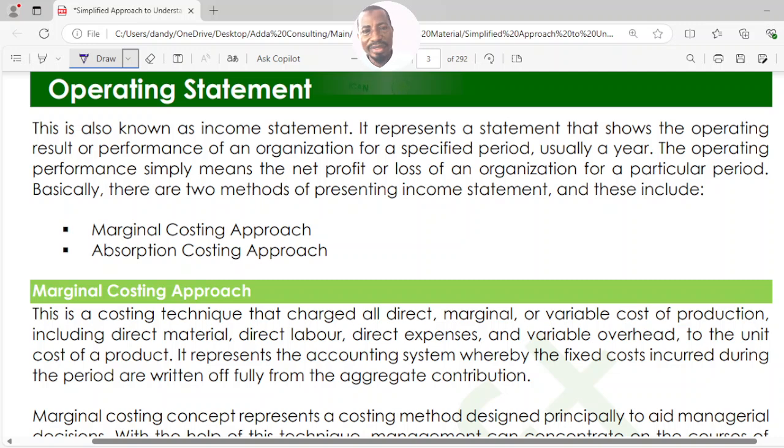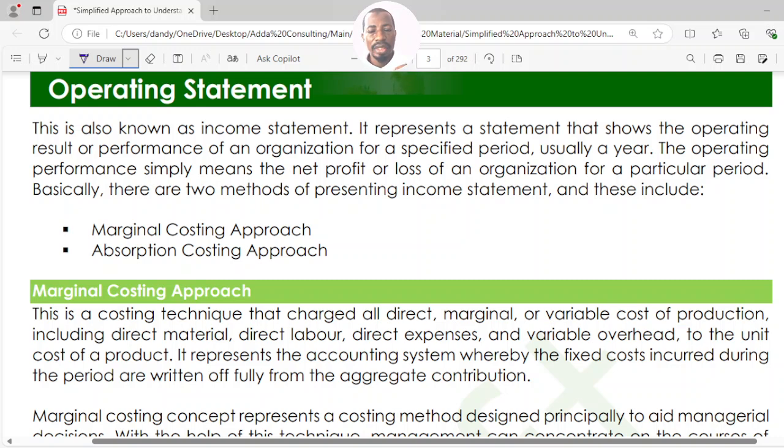Hi everyone. In today's class, we are going to be dissecting operating statements, one of the topics in performance management. Okay, so what do you then understand by operating statements? Of course, an operating statement is the same thing as an income statement or budget statement or historical statement. Whatever the statement is called, it is the same thing.